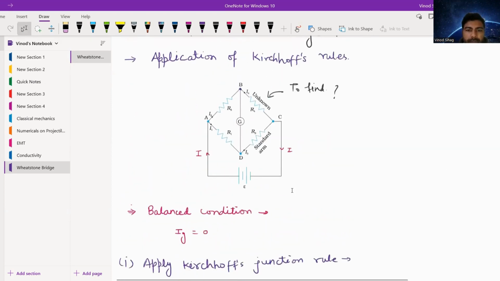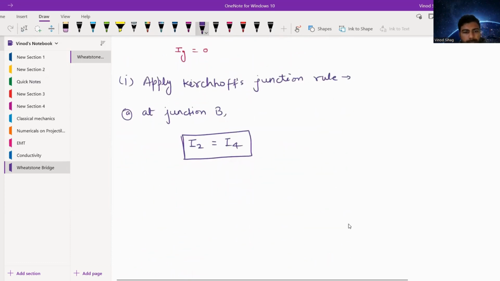Now at junction D, we can see that the current I1 is coming to the junction and current I3 is leaving from the junction. Because we know that there is no current in the galvanometer arm, there will be only two currents, I1 and I3. Since I1 is coming to the junction and I3 is going from the junction, they will be equal. So at junction D, what we can write? I1 equals I3.